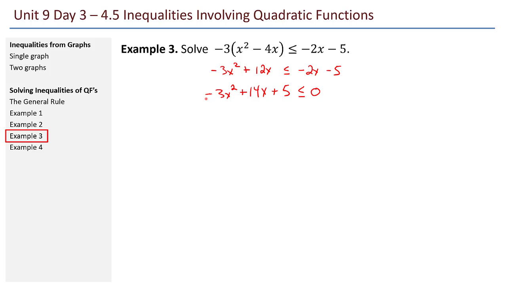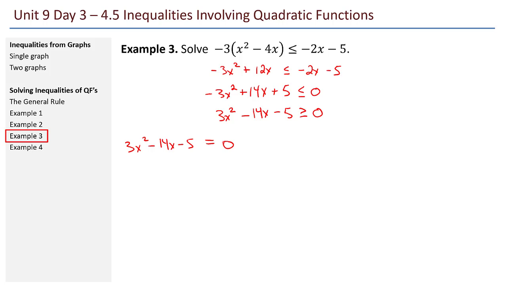What will happen on the left, I need to be sure to multiply everything through by -1. On the right, of course, 0 times -1 is still 0, but this inequality will switch. So I end up with 3x squared minus 14x minus 5 is greater than or equal to 0. Now it's in the form that I like. Now I can solve for equality. Where does this thing equal 0?